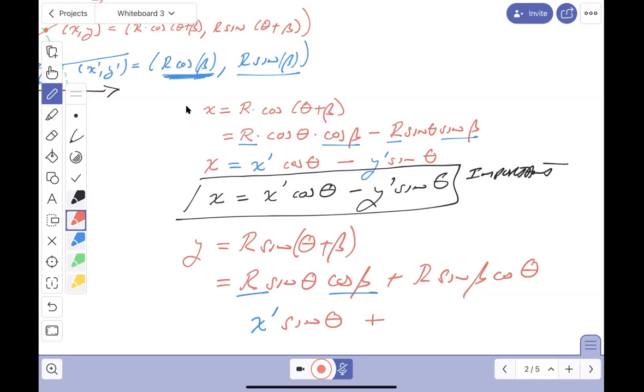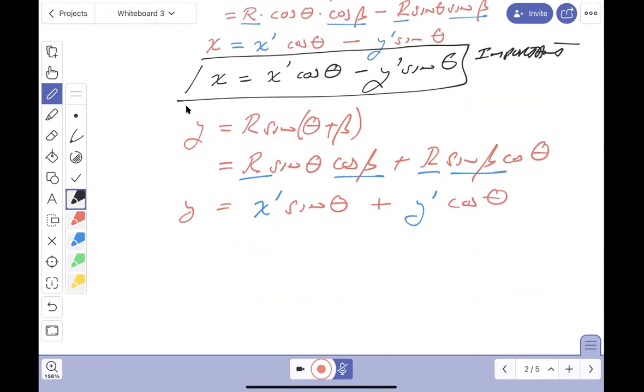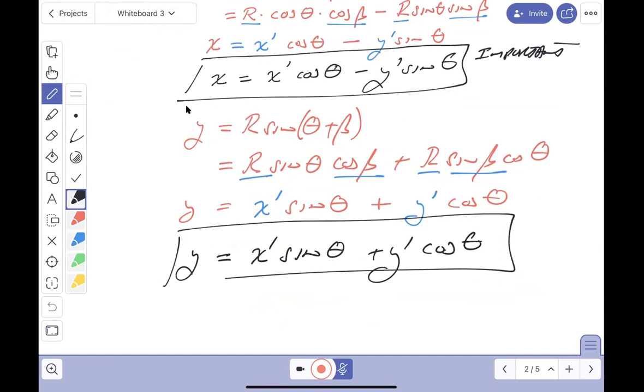Plus, let me look at this one. Do I see R sine beta? I do. And who is it? It's Y prime. Y prime what? Cosine theta. What's equal to Y? Let me write it in black for you, and then we'll go back to notes and show you where these things are. Y equals X prime sine theta plus Y prime cosine theta. I'll put a box in this. All right. Now, I'm going to say this is really important too.